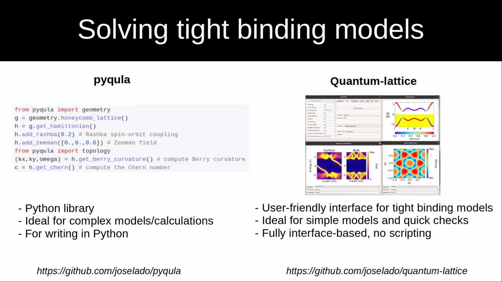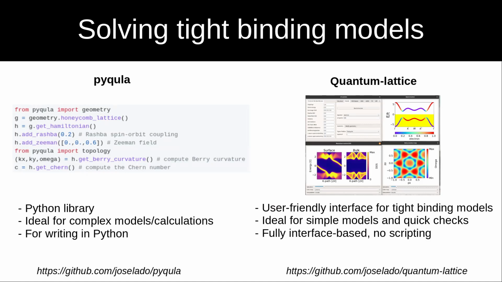Tight-binding models can be systematically solved using computational methods. They can, of course, also be solved using analytical methods. But if you have a multi-orbital model, it is often very hard to solve them analytically. And there are, of course, many tools to solve tight-binding models.